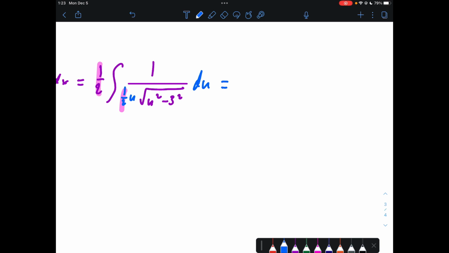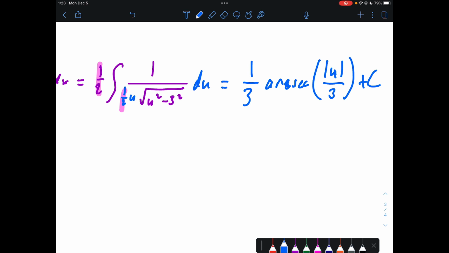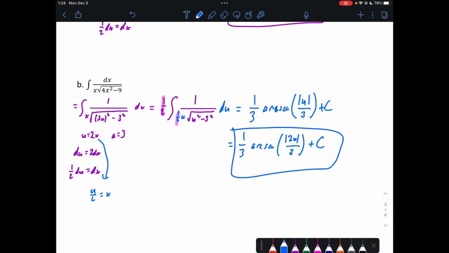All right, so our antiderivative is going to be 1 over a arcsecant, absolute value of u over a plus c. And then don't forget to resubstitute back in. U would be 2x here. And there we have it. And 2x is not always positive, so you got to keep those absolute value bars there.